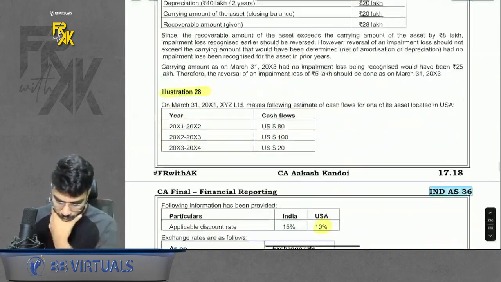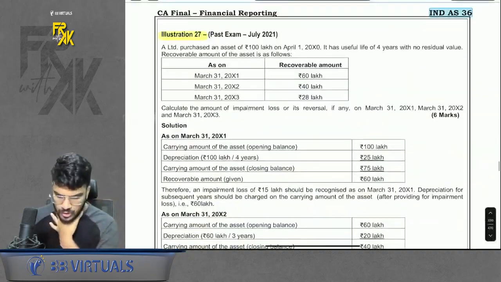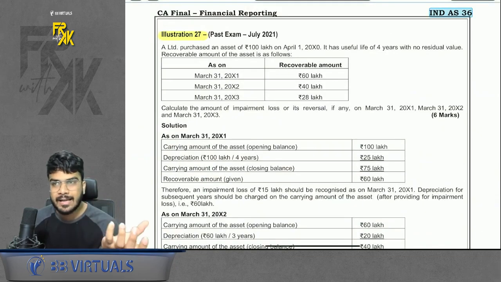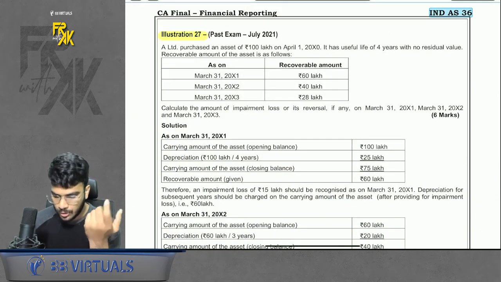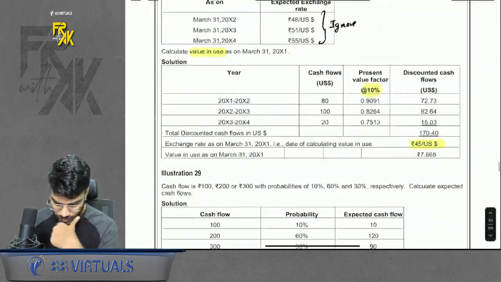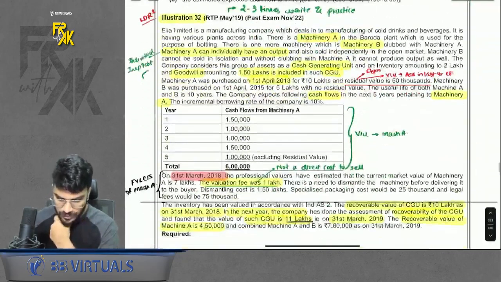That is fine. Then you can also solve 27. Not a LDR question, but just a good question. Exam question also, you can just refer it. Okay, 27. Then we have illustration number 32.